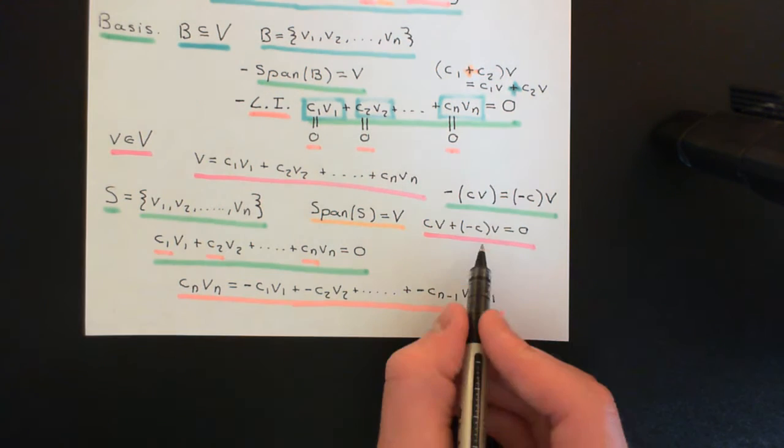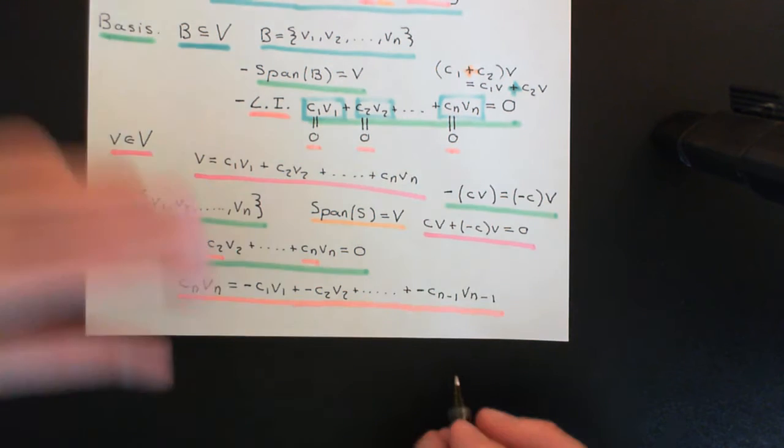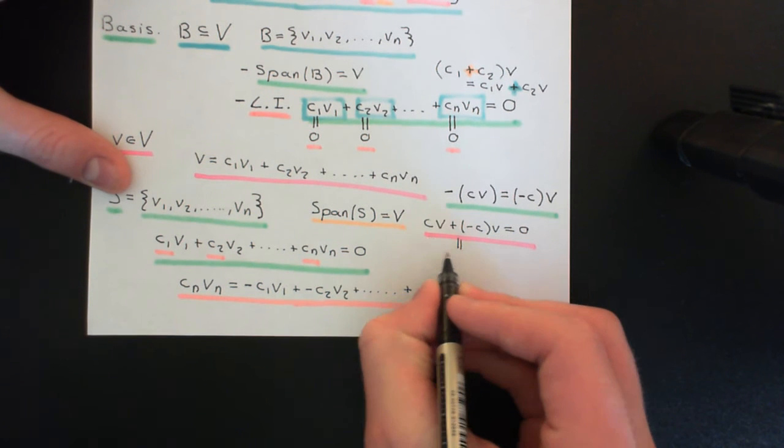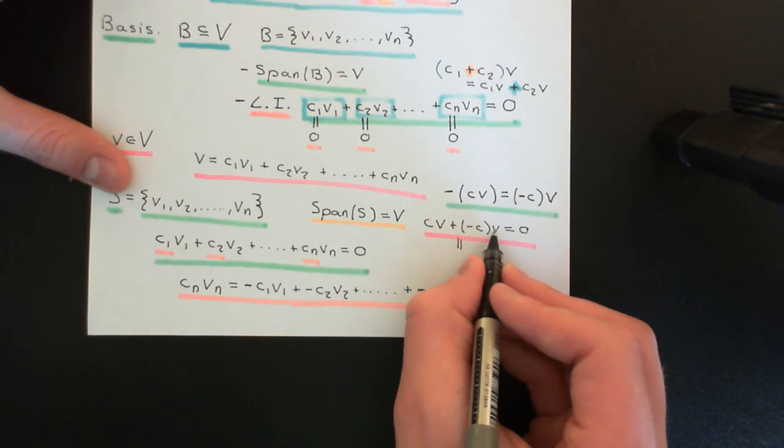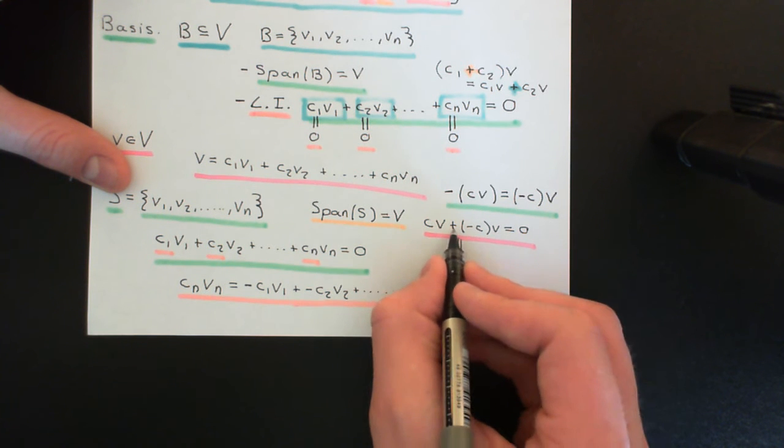Okay, so what we're going to do is use that rule in reverse here. So we're going to factor out that vector v. So we've got a scalar multiple of the vector v added to another scalar multiple of the vector v in the vector space.